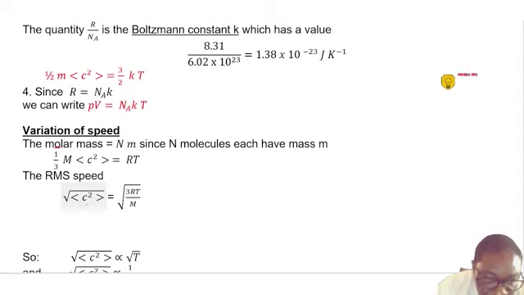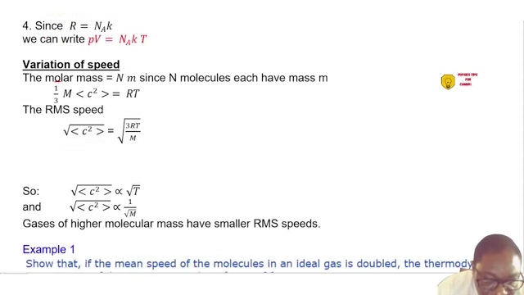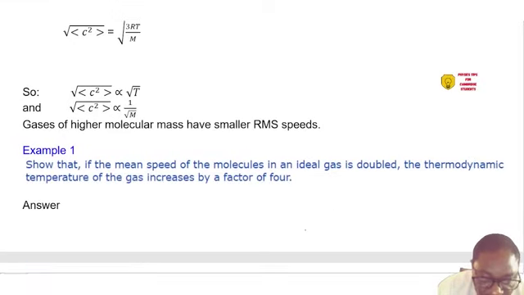So the root mean square speed is proportional to the square root of the temperature, and also proportional to 1 over the square root of the molar mass. We're saying that the bigger the mass, the smaller the root mean square speed. So gases of higher molecular mass have smaller RMS speeds. So just to cement this, I'm going to show you an example.